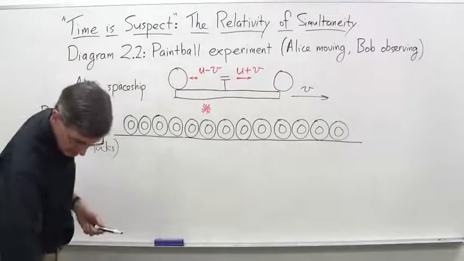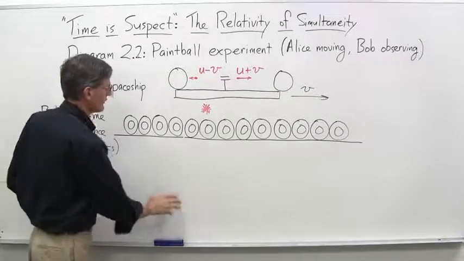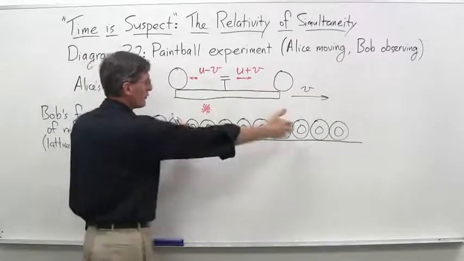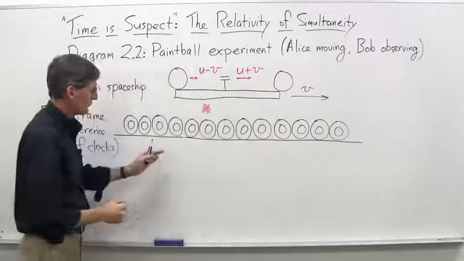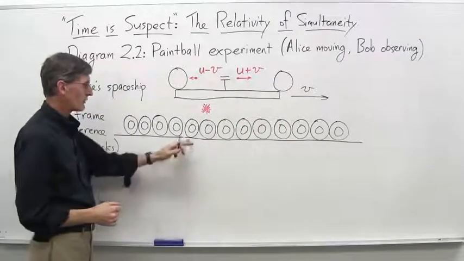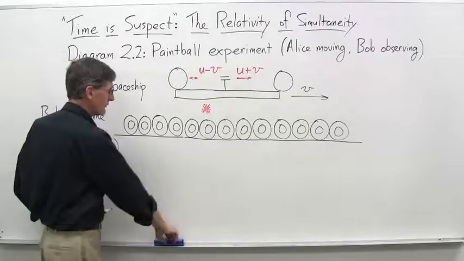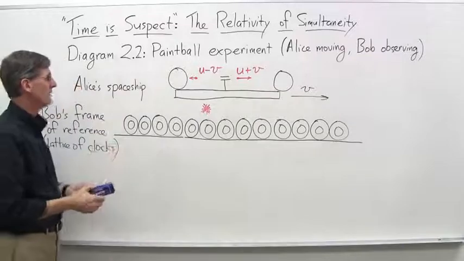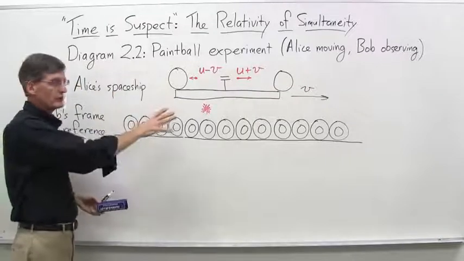So let's put this like this. And so you can see it in your own diagram on the handout. In this case, we'll move over one more space in terms of Bob's clocks here, and see something like this. So this is what it looks like in transit. We call this diagram 2.2. The paintballs are in transit.